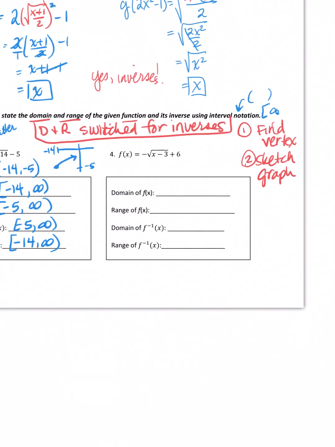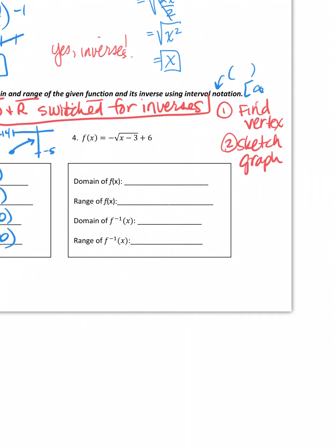Let's try number 4. All right, look at this one. Where's my vertex this time? Well, my vertex this time is at 3, 6. Okay, that's quadrant 1. So 1, 2, 3, and let's pretend that's 6. So here's 3, 6. Now this negative does matter here because it's a reflection, right? That means it's going down, and that would affect my range, wouldn't it? So stop and think about it every time.